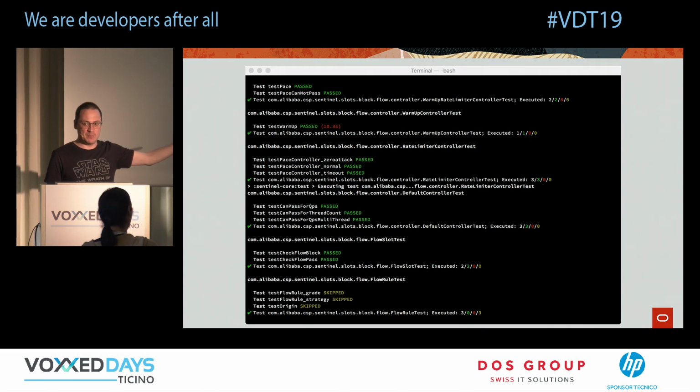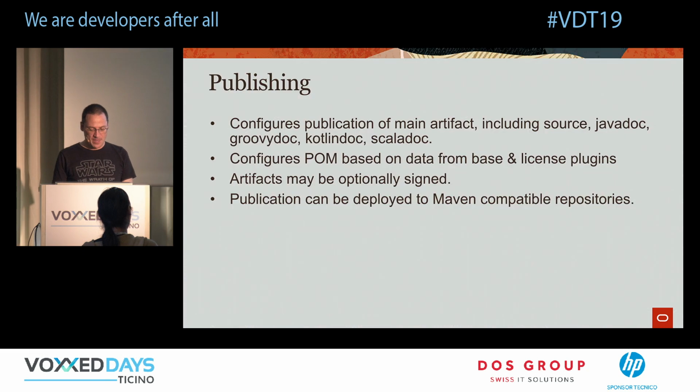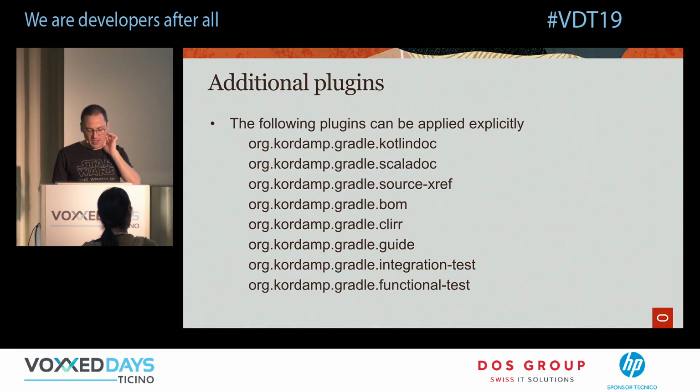Yellow is skipped. And if you were to have more test cases in the same test suite, you will get an aggregate at the end of all these things. So, and more things that we can do. There are additional plugins if you want to do the same thing for Javadoc or for Kotlin. There's Kotlin doc and Scala doc.